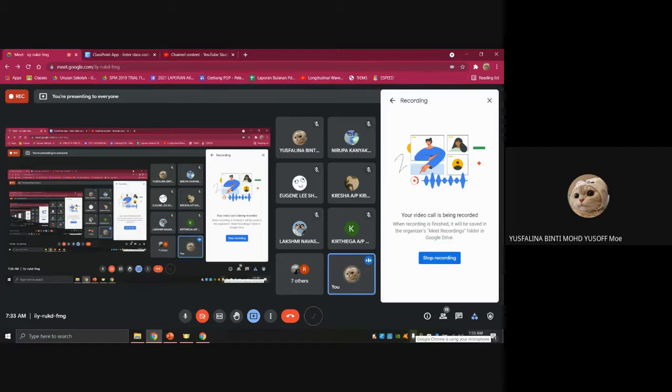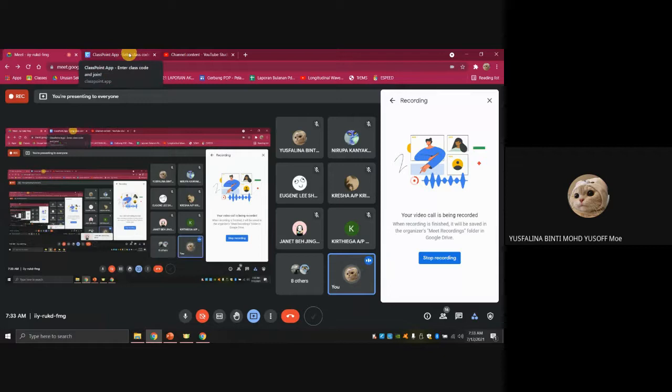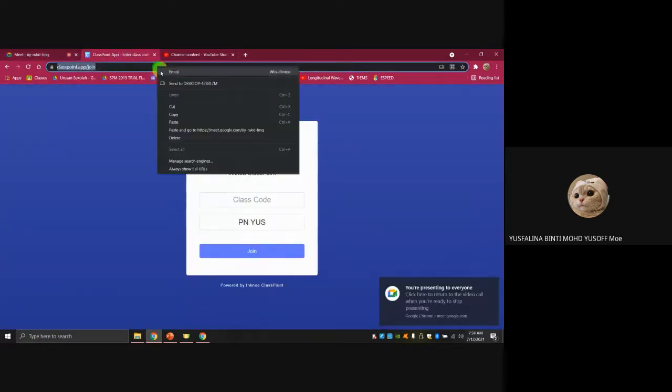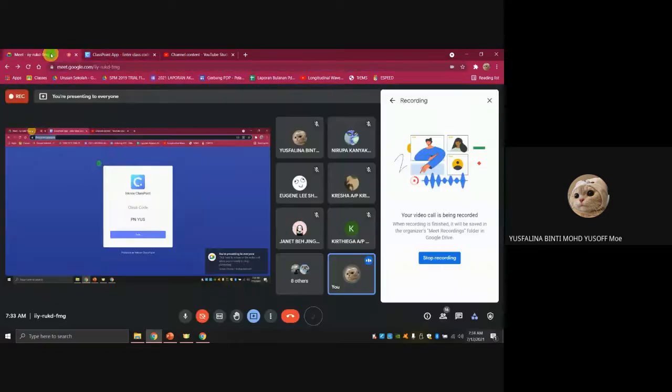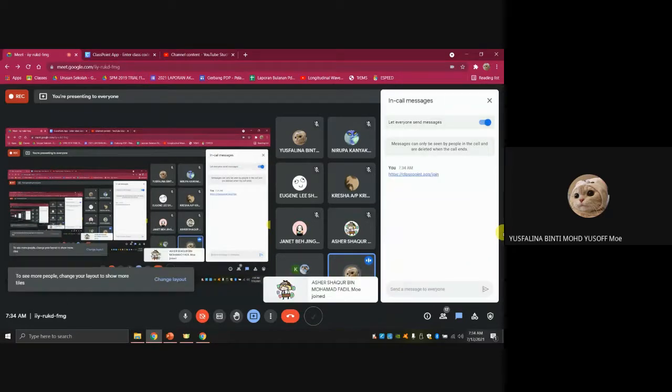So today we will continue on damping and resonance. Before that, can you open this website? Then I will give you the code for you to join. For those who use a phone, I will give you the QR code. Then you can scan the code and enter the class. Wait for a moment.